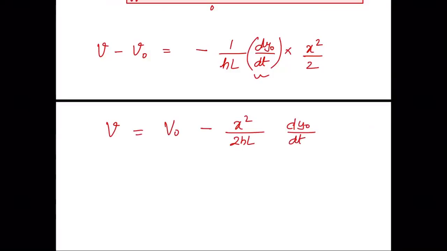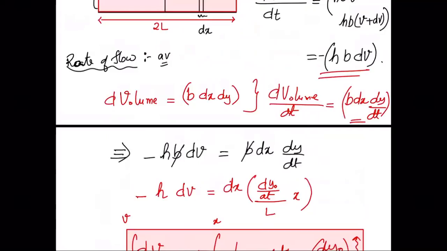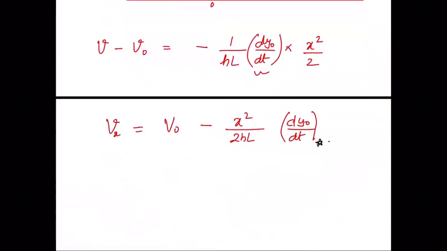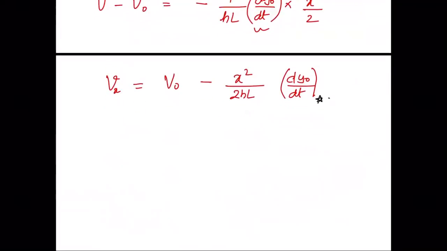This is my speed of any layer which is at a distance x when the center layer has a speed of v naught and that edge layer's height is increasing at the rate of dy naught by dt, right? So I will keep all my terms in terms of y naught, because I have got the potential energy also in terms of y naught. So now I've got this kinetic energy. And how will I get the value of this V naught? How do I get the value of V naught?